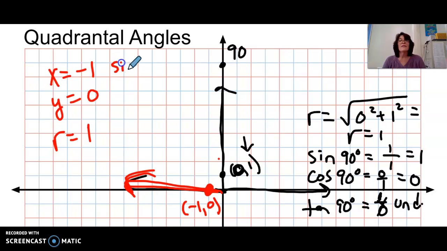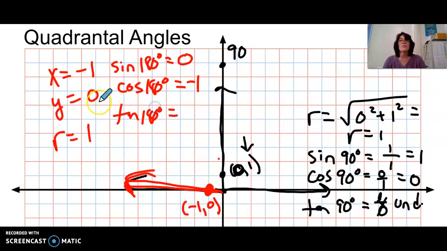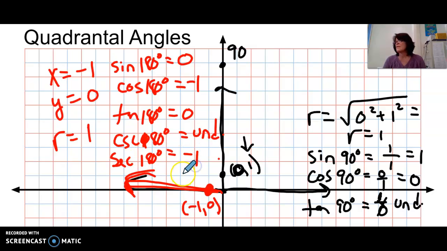So the sine of 180 is the y coordinate over r, 0 over 1, which is 0. The cosine of 180 is the x coordinate over r, -1 over 1, which is -1. The tangent of 180 is y over x, which is 0. The cosecant of 180 is, I'm going to flip 0. I can't do that. That's undefined. The secant of 180, I'm going to flip -1 and still get -1.